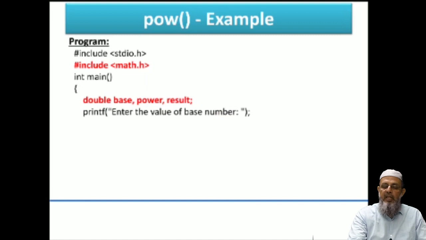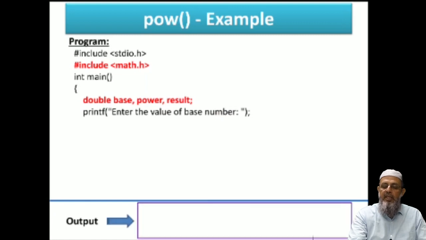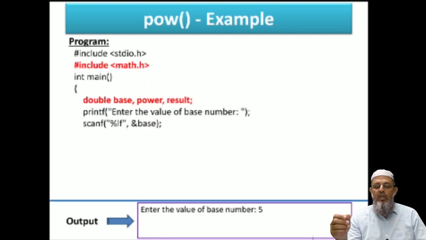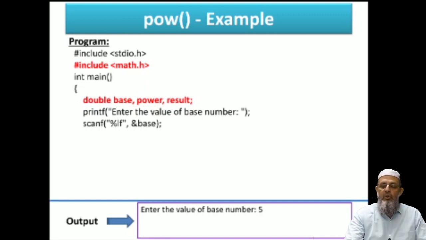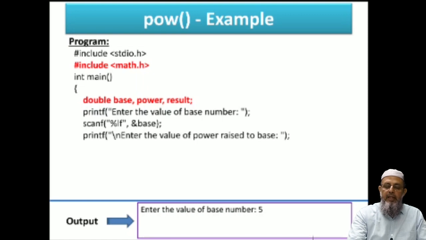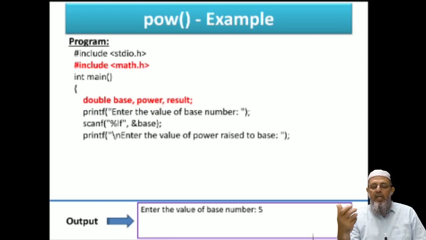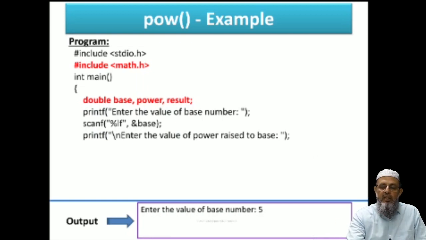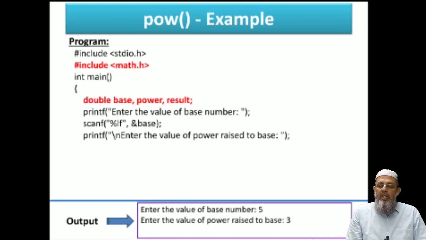Enter the value of base number. So in the output it will be printed like this: Enter the value of base number. We have entered 5. scanf, %lf, comma, &base. Here %lf is used because we have defined the base as a double, so we have to use %lf, which is a long floating point value. That scanf statement will read the value 5 and store it at the address of base. Second, enter the value of power raised to base.